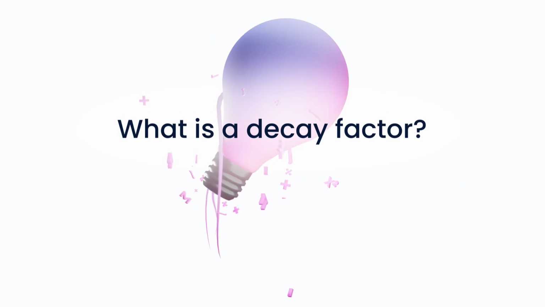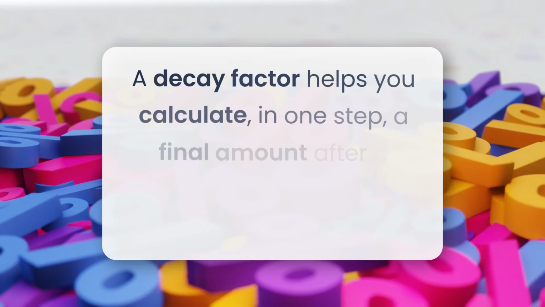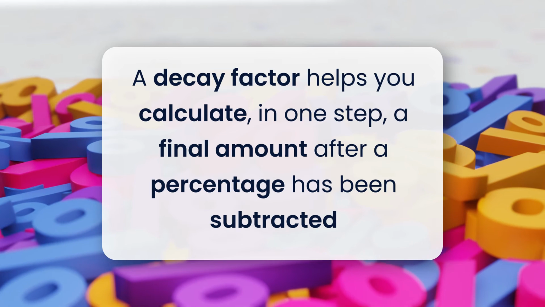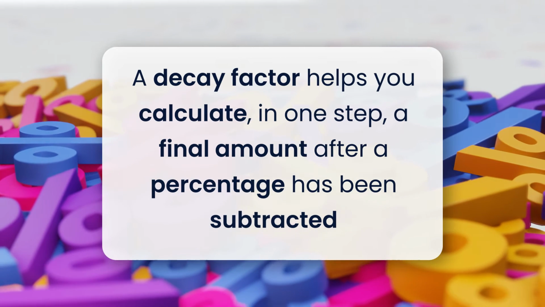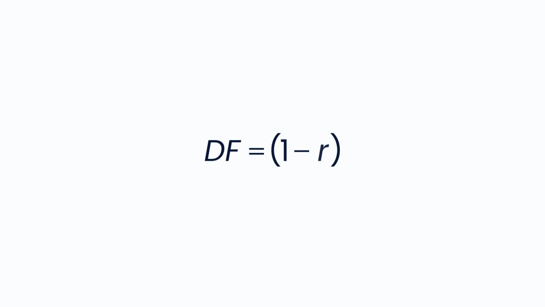What is a decay factor? A decay factor helps you calculate, in one step, a final amount after a percentage has been subtracted. Using a decay factor is incredibly useful when you need to calculate a percentage decrease, and it saves you a lot of time. Decay factor, often abbreviated DF, is given by this formula.